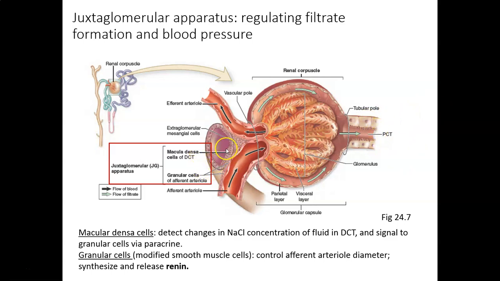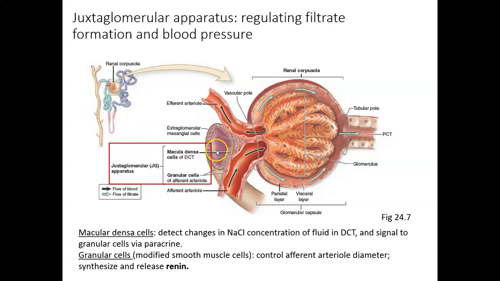So here in the DCT, by the time it flows to this part, it's pretty close to the end of the DCT. That's close to the concentration of the urine, right? The fluid inside. And so any changes in the sodium chloride, that's the electrolyte concentration of the fluid in the DCT, is going to be an indication of how much of the electrolyte is going to be lost or be in the urine.